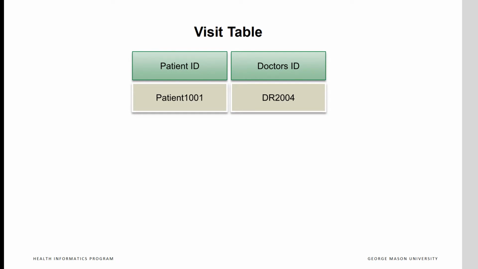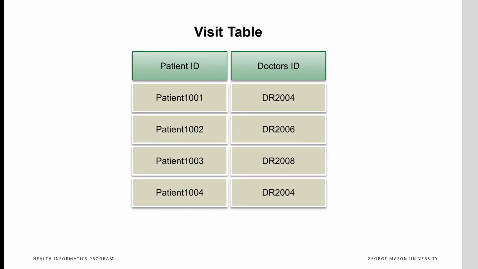To describe a patient's visit to a doctor, we set up a third table called the visit table. We need to show that a particular patient was visited by a particular doctor. We can do this by just using the primary key of each of the two tables. Once we know the IDs, we can look up the remaining information with no problem in each of the relevant tables. In the first row of this table, we are showing that patient 1001 was seen by Dr. 2004.